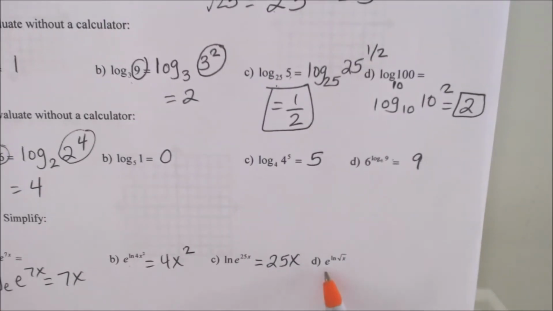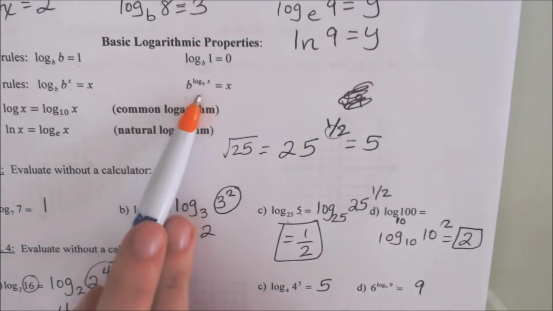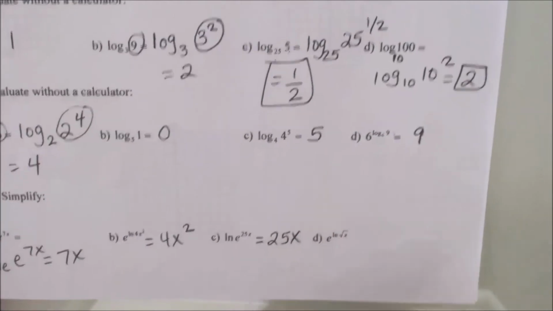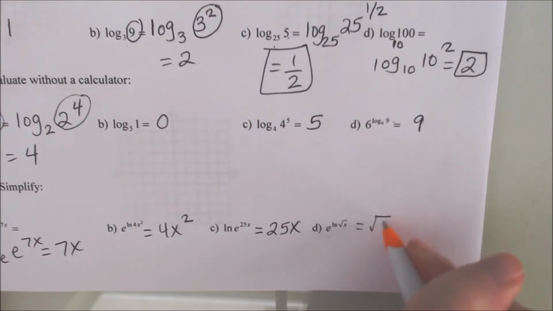And then the last example, e to the natural log of the square root of x. I'm applying this inverse rule right here, b to the log base b of x equals x. So this just leaves me with the square root of x.